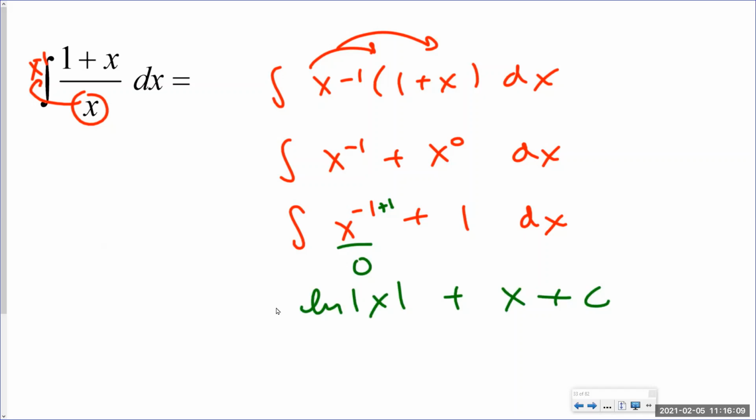Okay, guys, let me take a look at your homework real quick. Let me tell you which ones to omit, but I can also put it on Schoology. Do 1 through 14. Okay, so 1 through 14 is what you need to do.